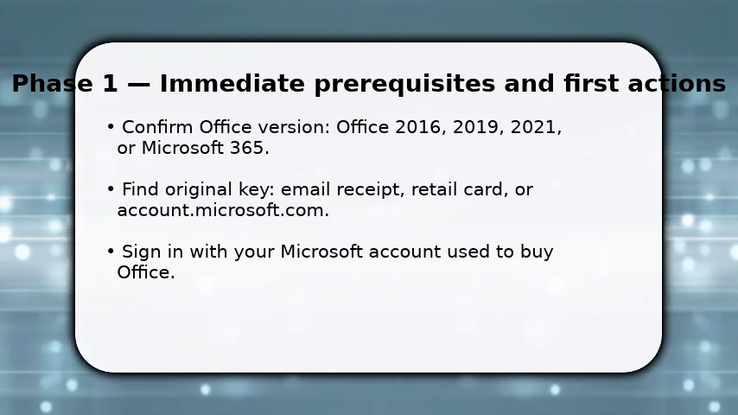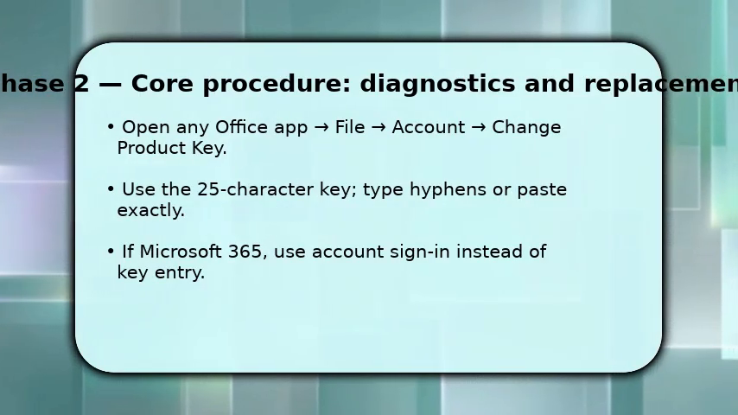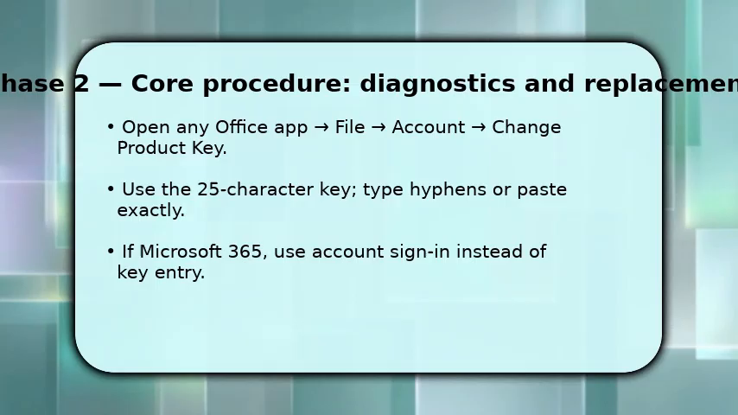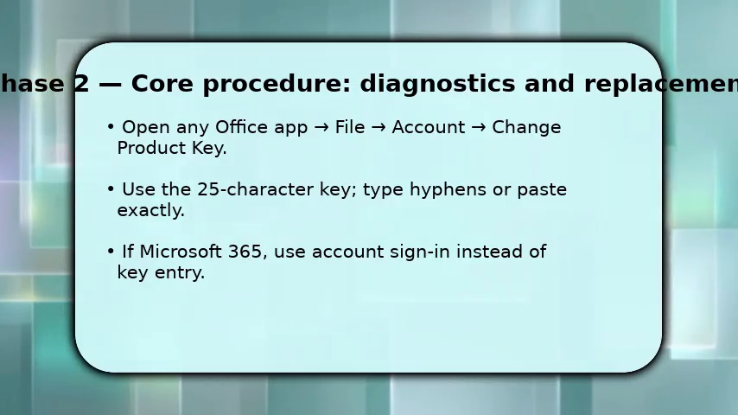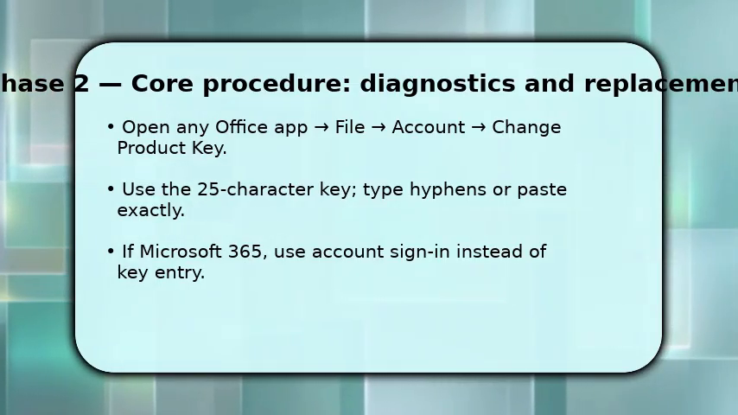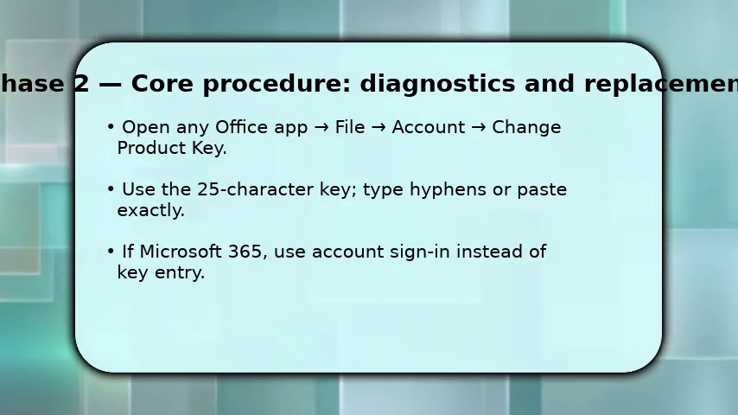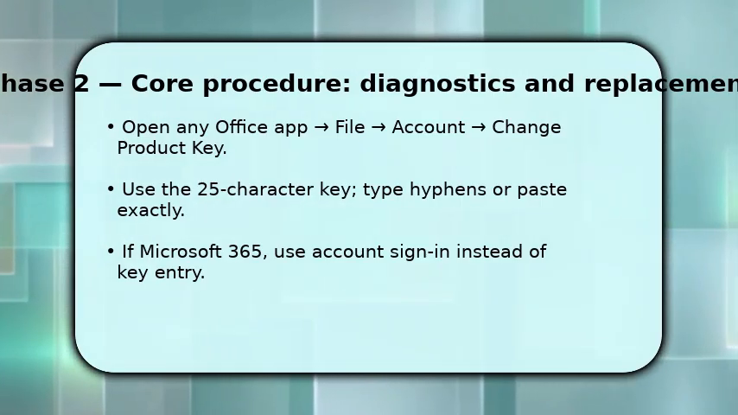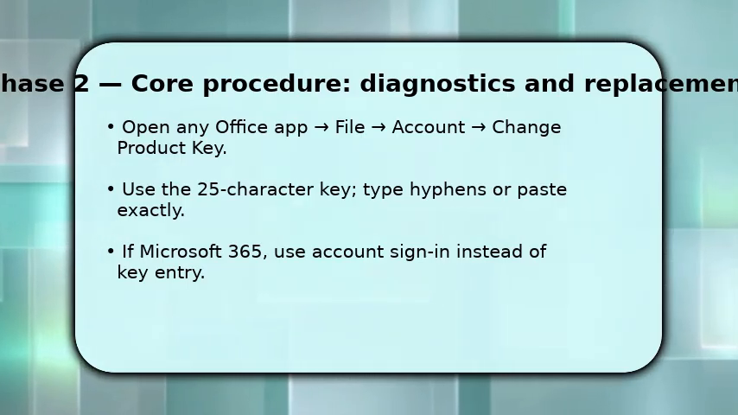You now change the key inside an Office app. Open Word or Excel, go to File, Account, then select Change Product Key or Activate Product. Enter the 25-character key carefully, hyphens included, and press Activate. This updates license data immediately.